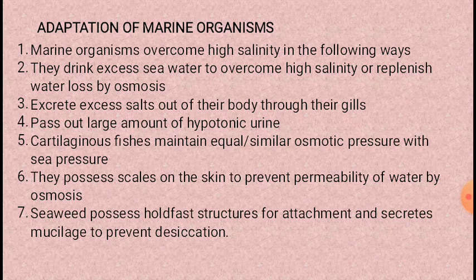Cartilaginous fishes maintain equal or similar osmotic pressure with sea pressure. They possess scales on the skin to prevent permeability of water by osmosis. Seaweed possess holdfast structures for attachment and secrete a mucilage cover to prevent desiccation.